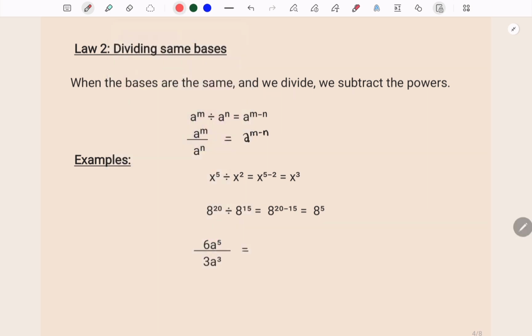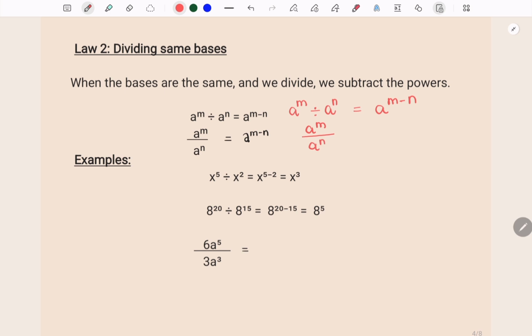Look carefully here. Here I have a raised to the power m, as you can see, and then I am dividing it by a raised to the power n. Okay, so the bases are same. I have a as the base, so I'll keep the base and then I will subtract the powers. Why am I subtracting? Because I am performing the operation of division. It's not multiplication anymore.